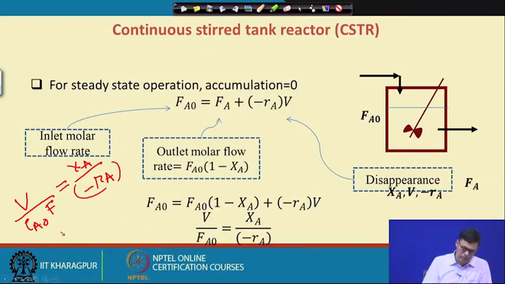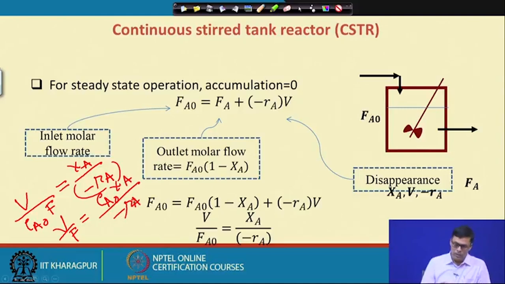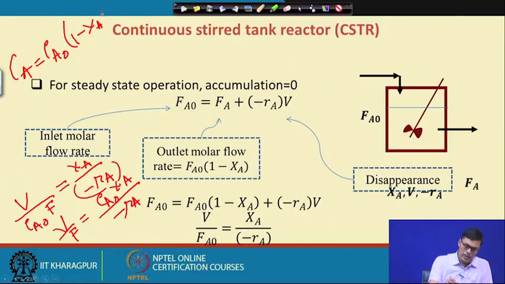Now, this is V by F equal to what? Equal to CA0 into XA by minus RA. Can I write it like this? Now, what I told you is CA equal to CA0 into 1 minus XA. The dCA will be equal to what? Minus CA0 into dXA.